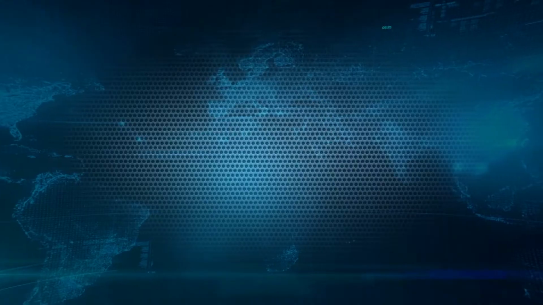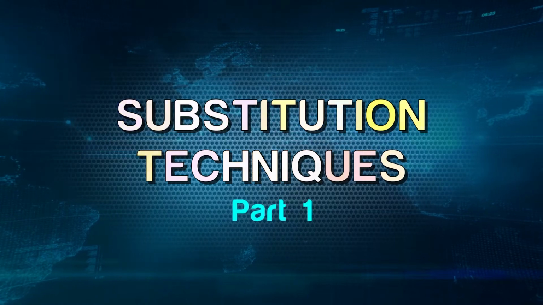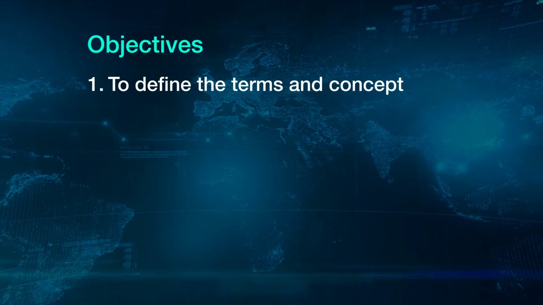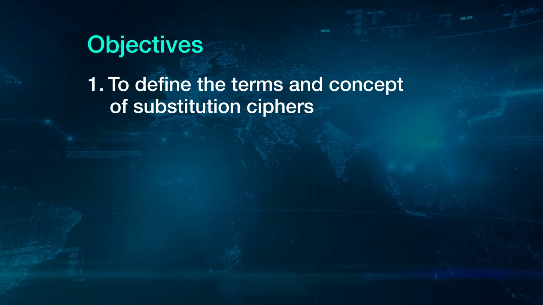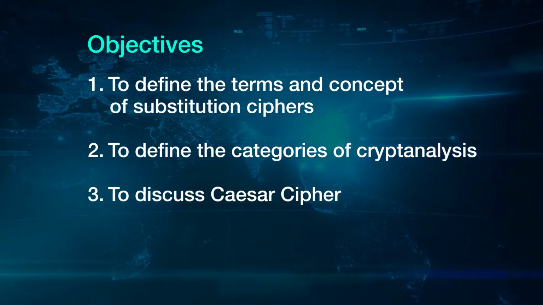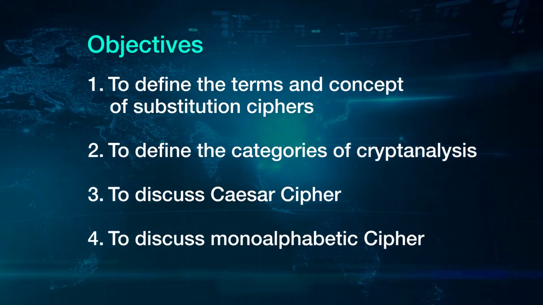Substitution Techniques. This part presents an overview of substitution ciphers used in the past. These ciphers are one among the two categories available in the traditional symmetric key ciphers. With this module, learners will get a rudimentary knowledge to learn much more complex modern ciphers. The objectives of this module are to define the terms and concepts of substitution ciphers, to define the categories of cryptanalysis, to discuss Caesar cipher, and to discuss monoalphabetic cipher.